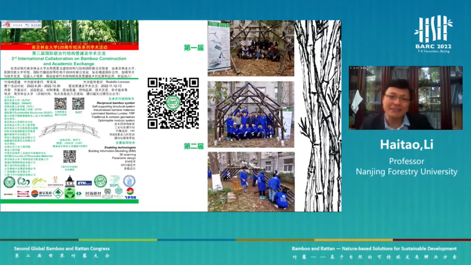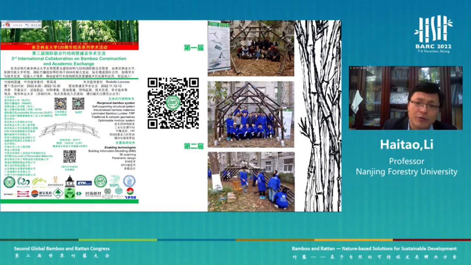We try to collaborate with many international organizations, and this conference was launched by Nanjing Forestry University, University College London, and INBAR since 2019. So this year is the third activity. Welcome to join these activities.